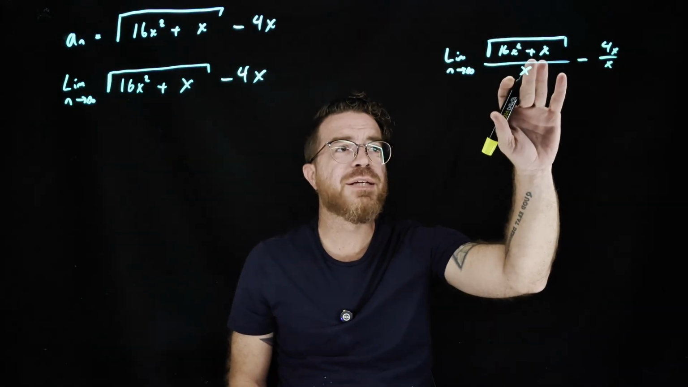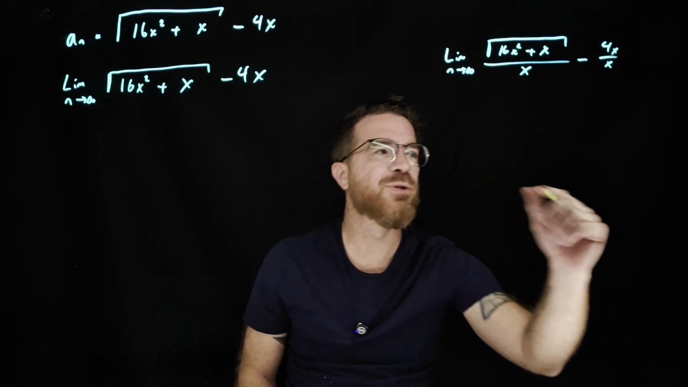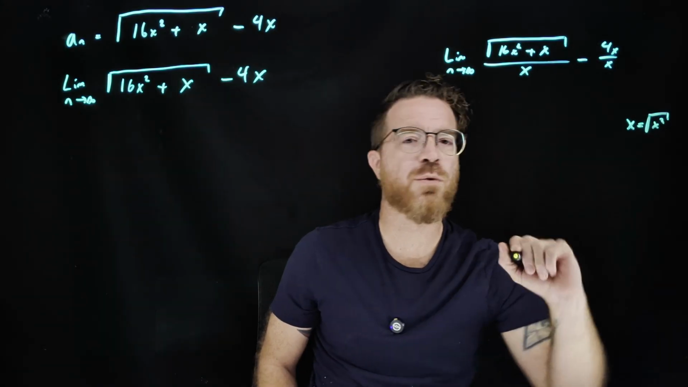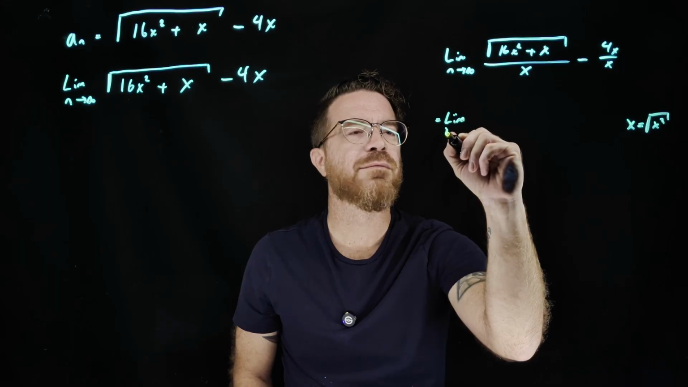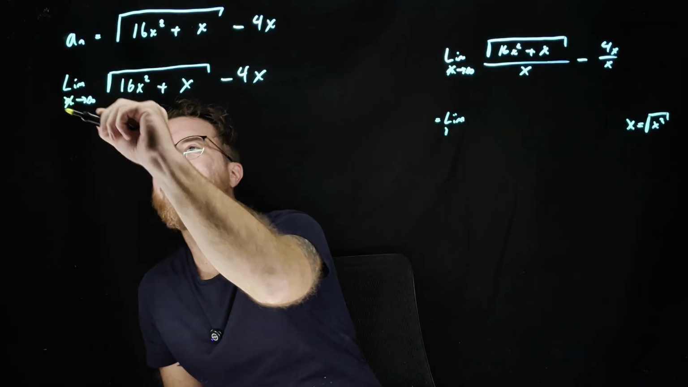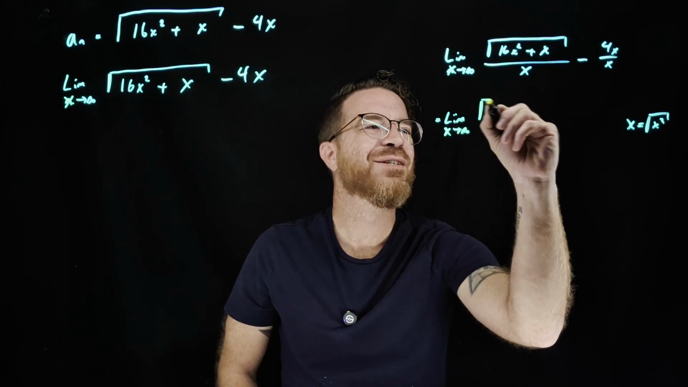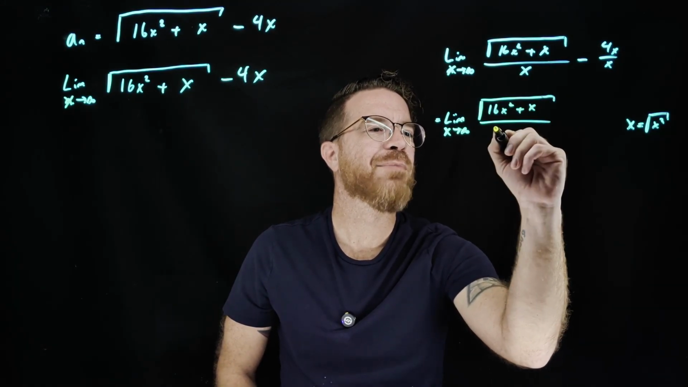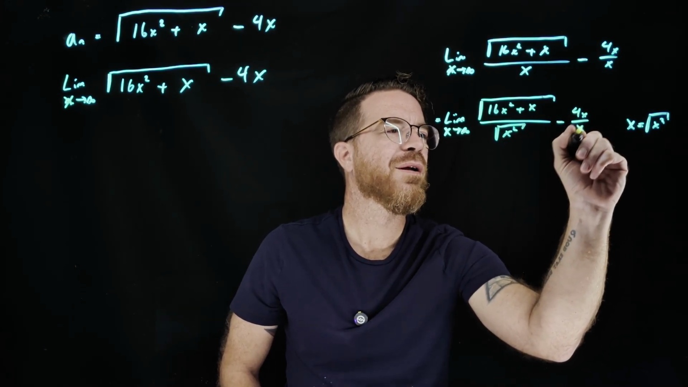And we're going to focus on this term here. Because we have an x and we want to divide a square root term, we're going to change this to a square root by using the fact that x is equal to the square root of x squared. So then rewriting this, we have the limit as, I keep doing this, I write n, but I write x in the formula. I don't know why I keep doing this, but sorry about that. So we have the limit as x approaches infinity of the square root of 16x squared plus x, divided by the square root of x squared, minus 4x over x.